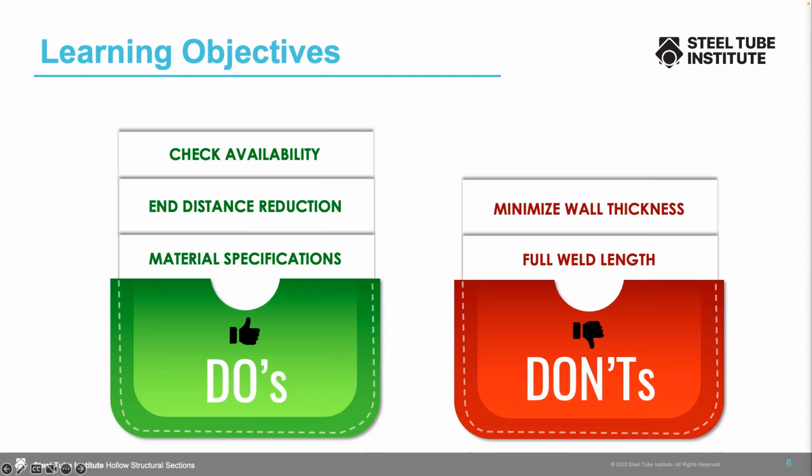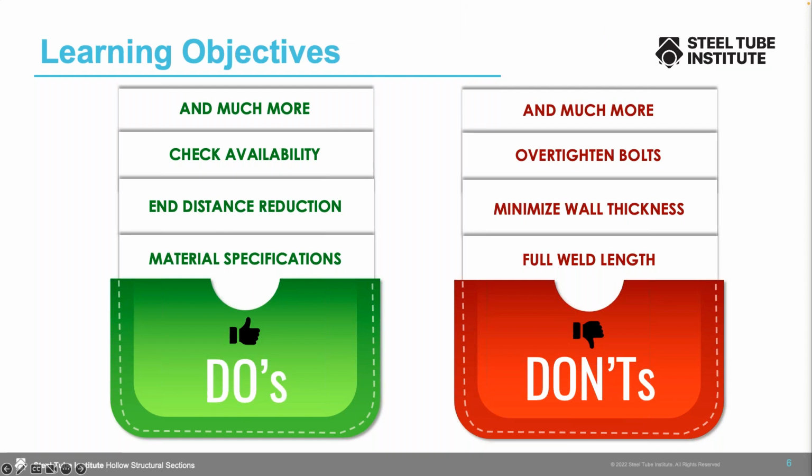Do check availability of shapes and materials using STI's capability tool, which we will discuss. Don't over tighten bolts if you're using through bolts. And we'll talk about other common connection issues and many, many more.